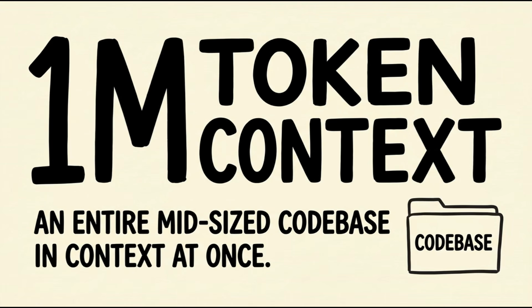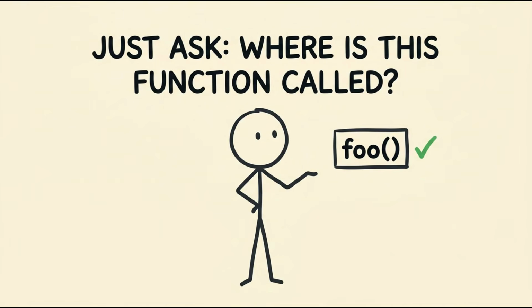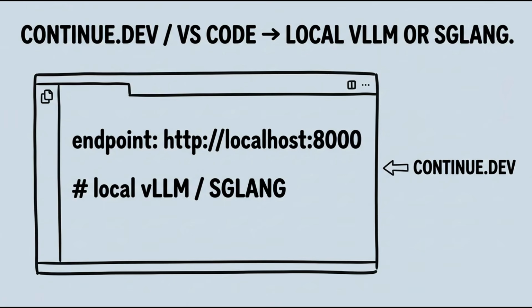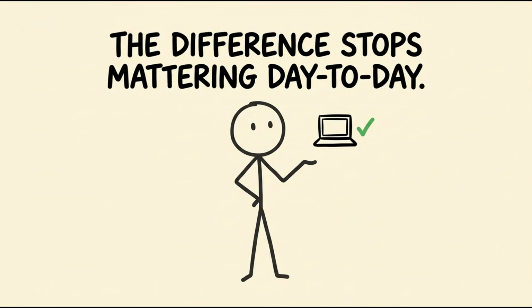K3's 1 million token context window means an entire mid-sized codebase can sit in context at once. No chunking, no vector database, no retrieval pipeline bolted on top. Just answer, where is this function called? Tools like continue.dev or a custom VS Code extension can point at a local vLLM or SGLang endpoint the same way they'd point at any cloud API. And for a solo developer, K2 running locally at that 50 to 200 millisecond latency range feels close enough to a cloud copilot that the difference stops mattering day to day.